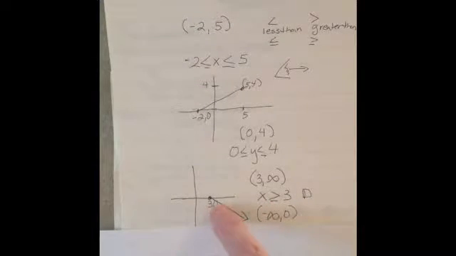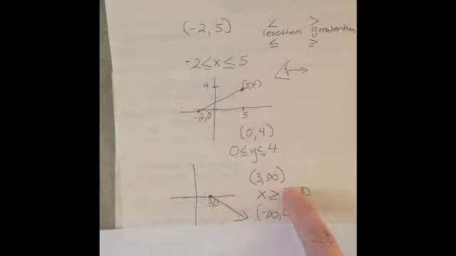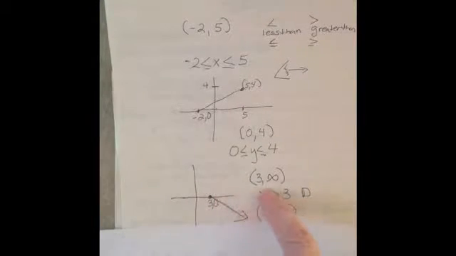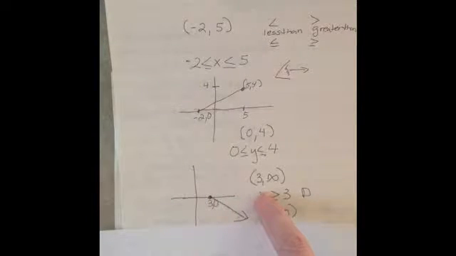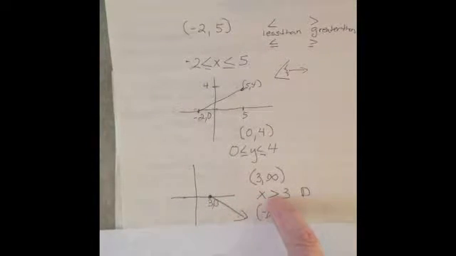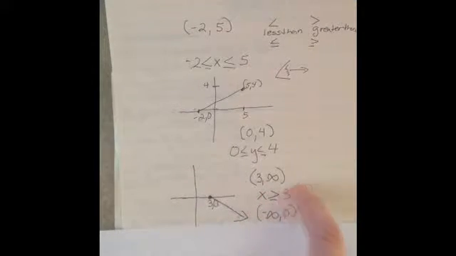So you ask yourself, if you're going forever down, remember that means you're going forever right. So are all of those X's bigger than 3? Yes, because they're to the right of 3. So the mouth is at the bigger number. So X is greater than or equal to 3.